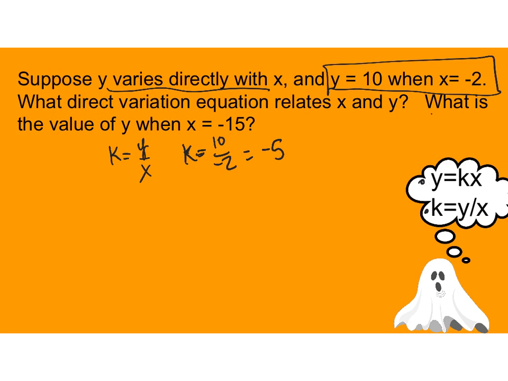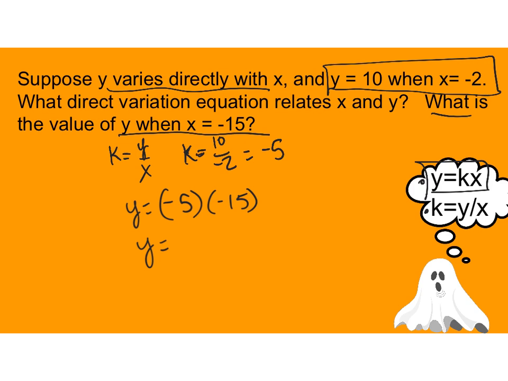Now we're just going to take the rest of our information and write an equation to solve for y. So now we're going to have y equals, the k is negative 5, and our x is negative 15. So all we will have to do is multiply negative 5 times negative 15. Remember, a negative times a negative is a positive. 75. So when x is negative 15, y will be 75.